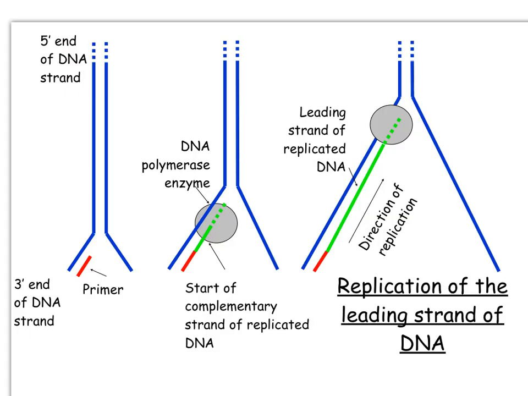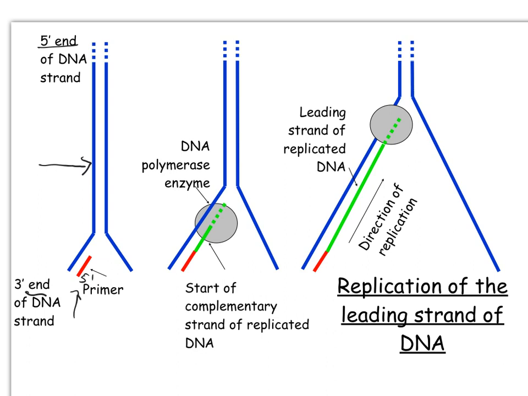So let's look at this slide to have a look at, first of all, the replication of the leading strand. Now the leading strand takes place using this DNA strand here as a template. And you'll remember you've got the 3' end here and the 5' end here. Now that means that this new strand that is formed here will have a 5' end down here, and the 3' end will be up at the top.